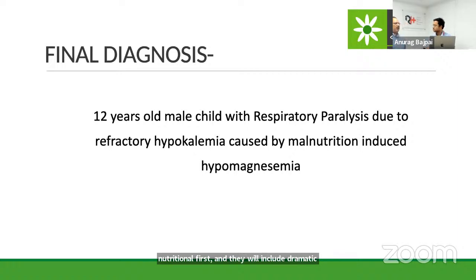And the other case which the adult team is managing is typically the same scenario, and she is also much better clinically today.